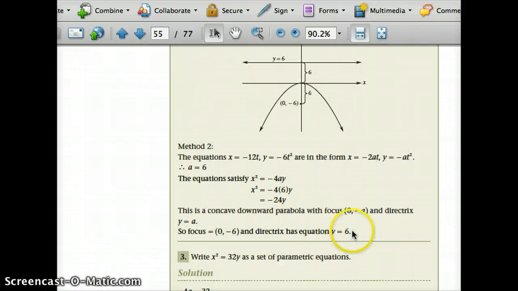So gentlemen, what matters is, as long as you find the a, whatever method you choose, you can then quickly find out the directrix, the focal length, the vertex, you can find the focus and all those things, okay?